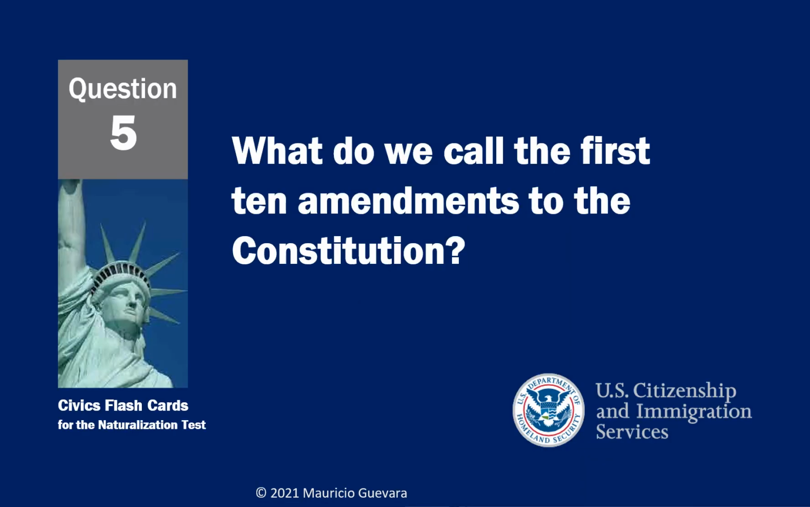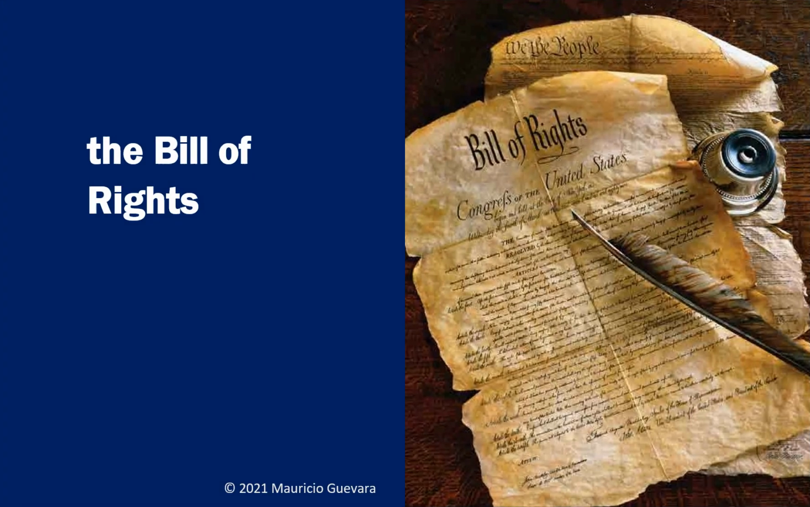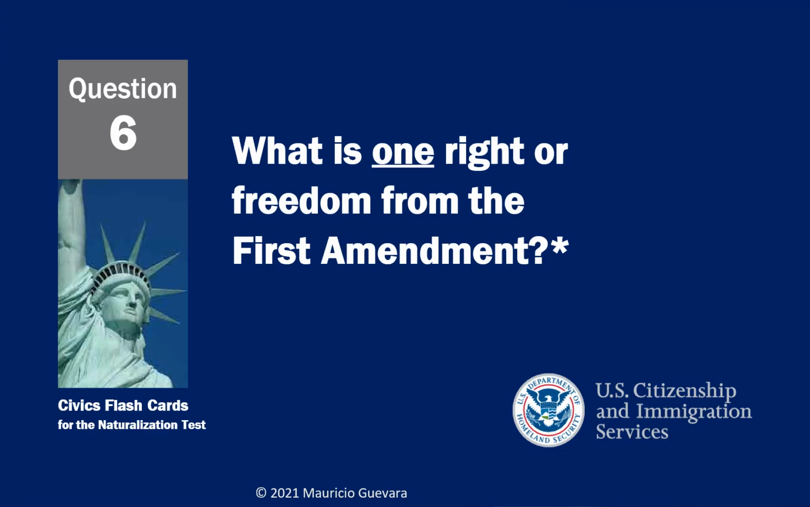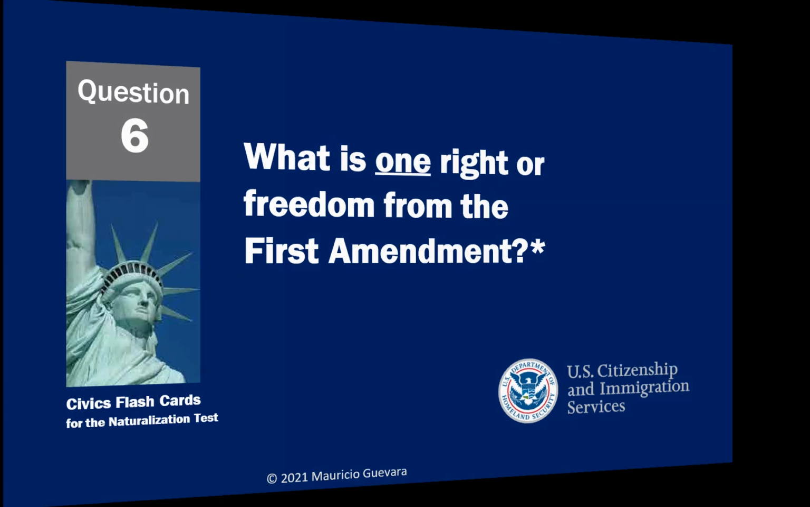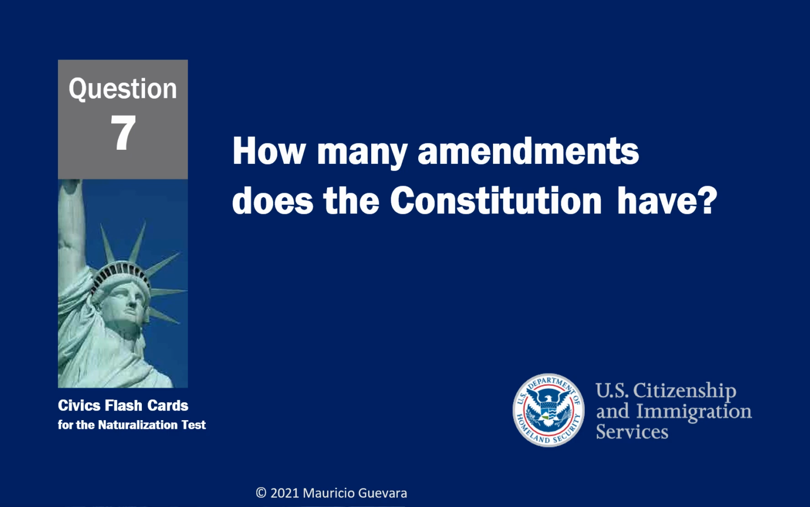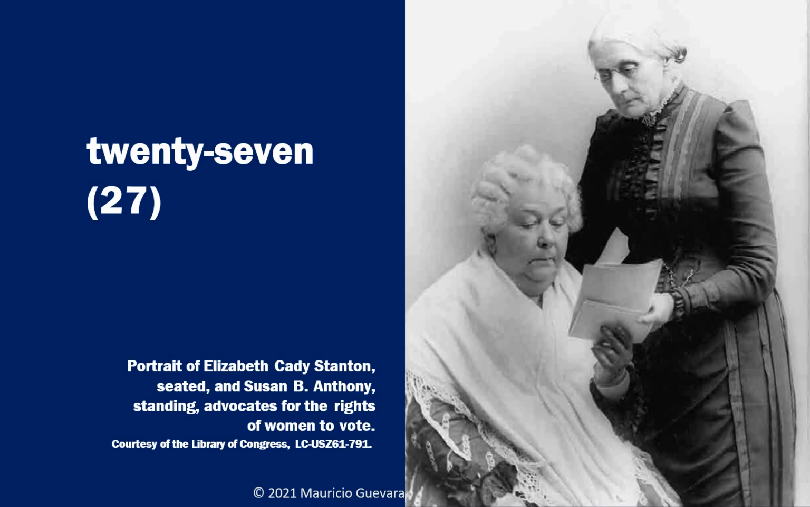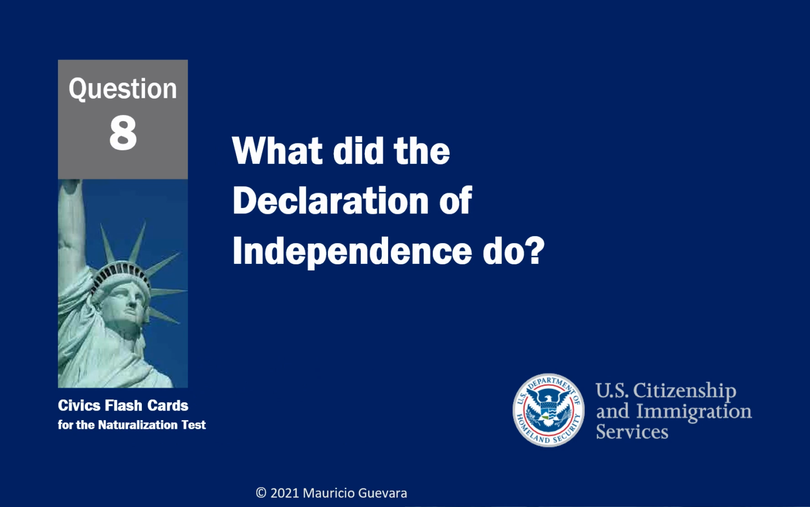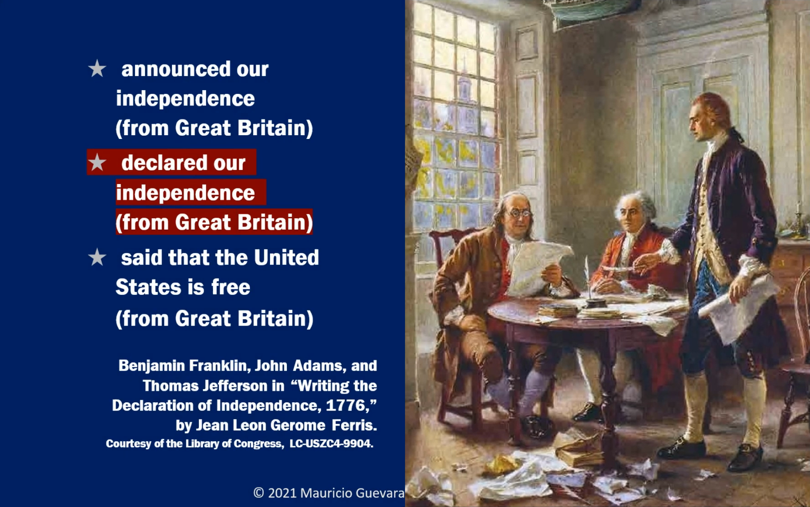What do we call the first 10 amendments to the Constitution? The Bill of Rights. What is one right or freedom from the First Amendment? Freedom of the press. How many amendments does the Constitution have? 27. What did the Declaration of Independence do? Declared our independence from Great Britain.